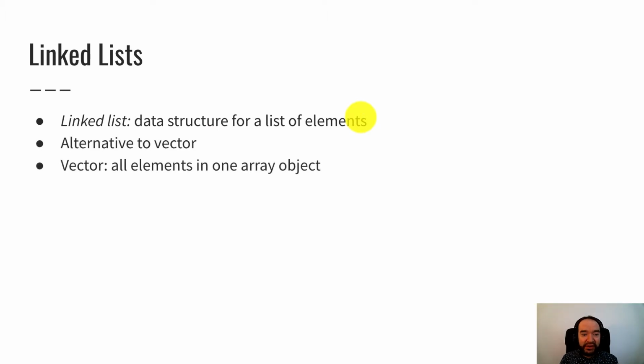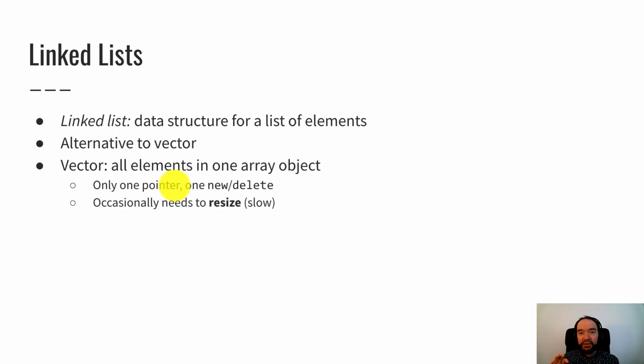We've seen in previous videos that a vector holds a collection of elements and it uses one array object to store all the elements. And that makes some things simple because the vector data structure just has one pointer, so we need to allocate one array object when the vector is created and delete one array object when the vector is destroyed. There's a drawback to this, which is that an array object has a fixed size, and occasionally that array object gets over full, and we need to do this resize operation where we make a bigger array and copy everything over, and that's slow and maybe a little bit inelegant.